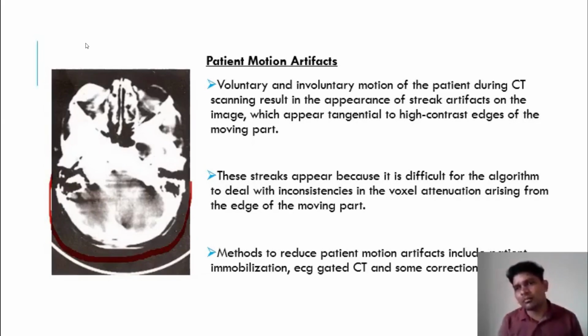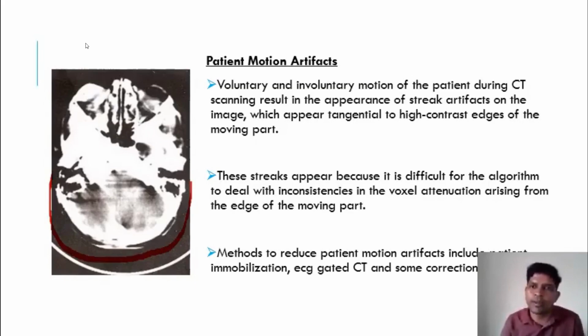So what is the cause? Voluntary or involuntary motion. Voluntary motion can be controlled, because you can explain properly to the patient not to move. Involuntary movement happens without the patient knowing, for example eye movement, tongue, and heart. These are all involuntary motion. For those movements you can use extra software, whereas voluntary movements you can avoid yourself.